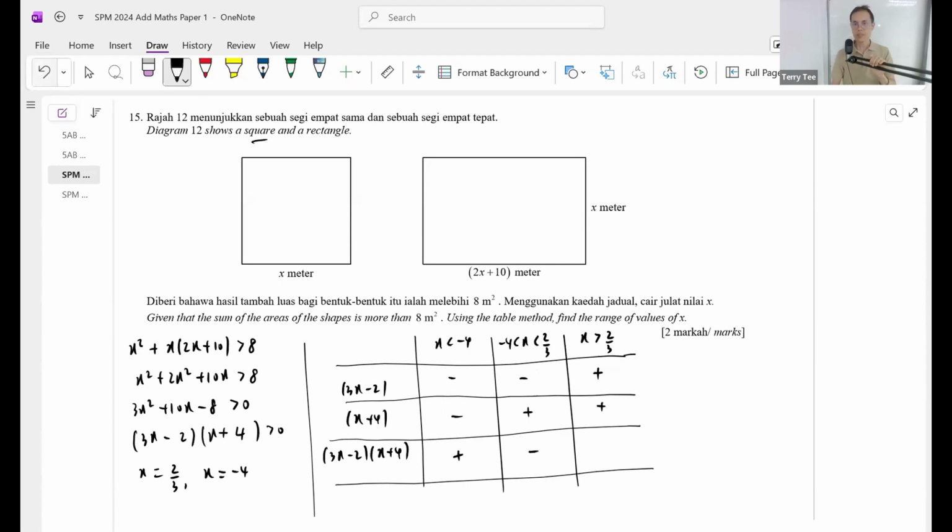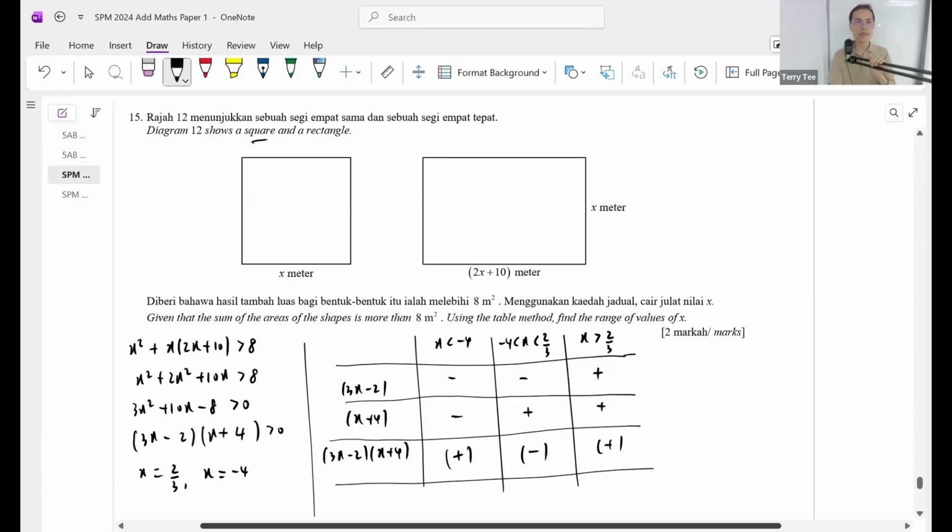And you can put a bracket here if you want to highlight this. Positive times positive is positive. So what do we want? We want this to be more than 0. We want it to be positive, right? So which region is positive? Here and here. So we need to take this answer and this answer. That's why we know our answer is x less than -4 or x more than 2/3.